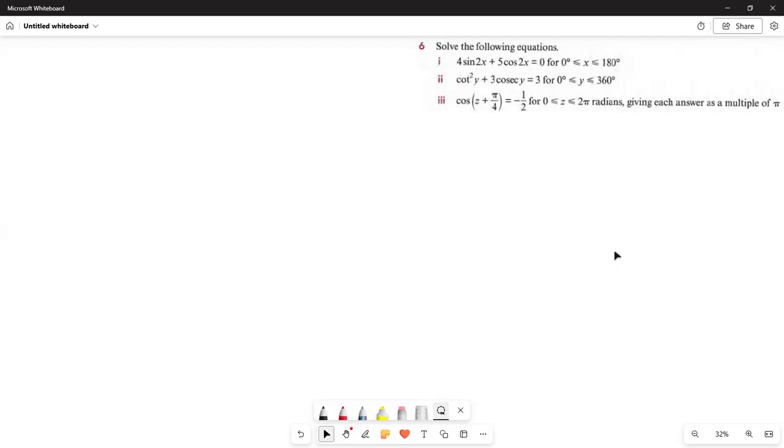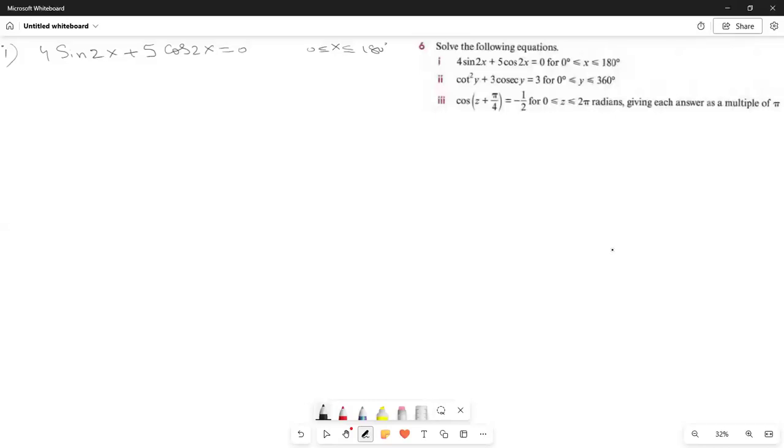Today we will do question number 6. Again, it has three parts. Part number 1 is a bit easier. We have 4 sine 2x plus 5 times cosine 2x equals 0, and we need to find a solution between 0 and 180 degrees.